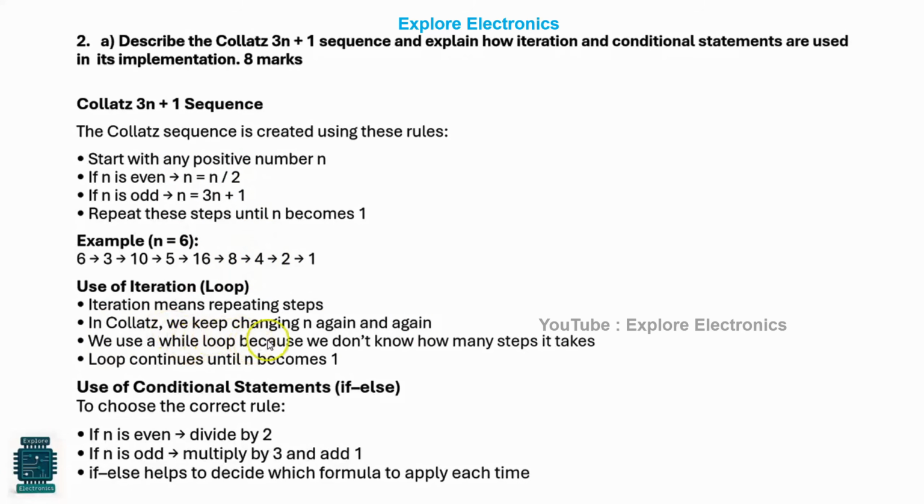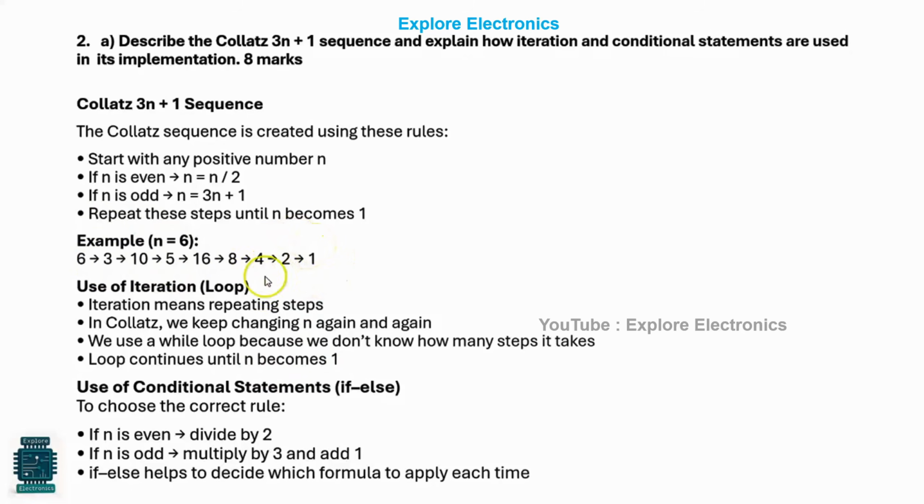We use a while loop because we don't know how many steps it takes. We are using while loop here because we don't know how many steps we are going to do. We are going to repeat this. That's why we are using while loop. Loop continues until n becomes 1. You have seen here, the loop continues until n becomes 1.